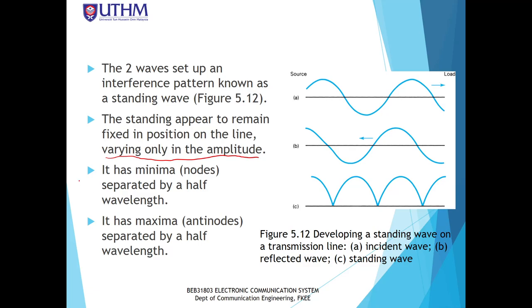Okay, it has minima, what we call the knots. So the term minima is this point, knots. This point is actually not a zero value, it's a minimum, separated by half wavelength. Between minima points, between knots, the length is lambda over 2. And here is also lambda over 2.